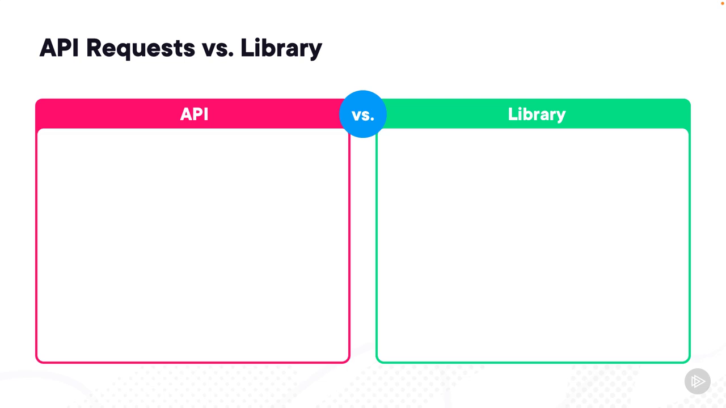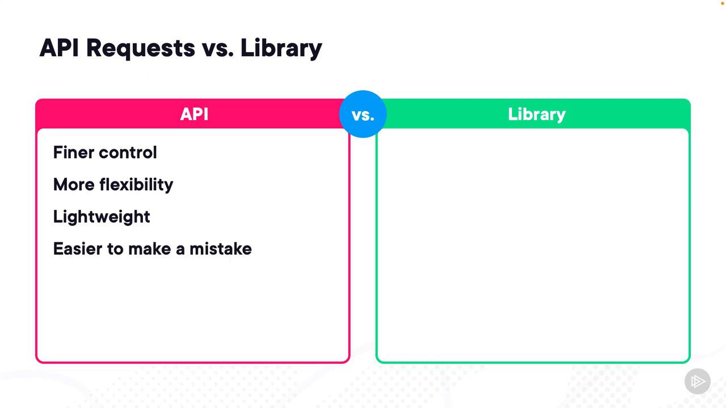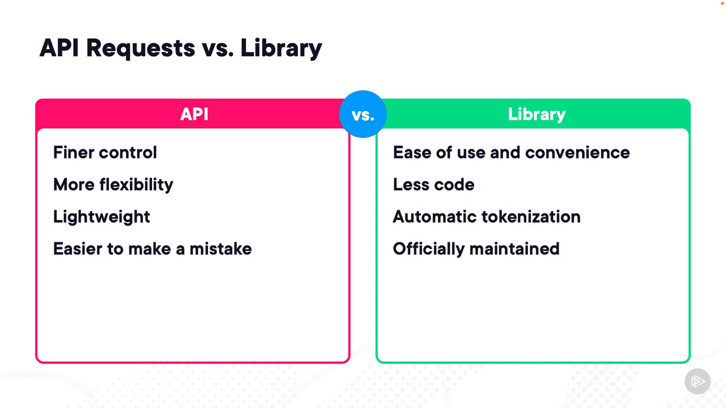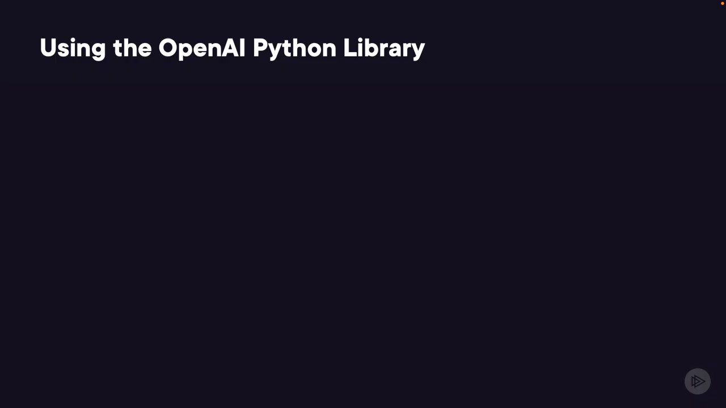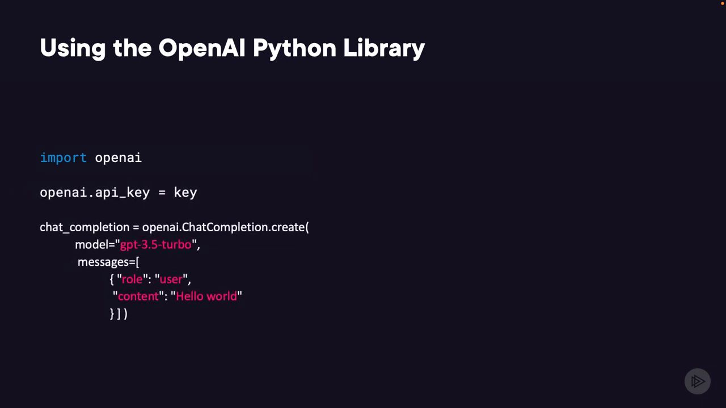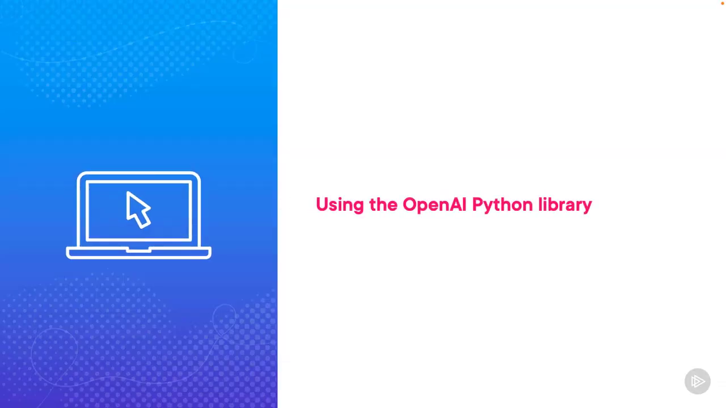Expanding a little bit more on the API versus library conversation, here's what I can say. With the API, you get finer control, more flexibility. It's pretty lightweight as it's just a call to an endpoint, but it's easier to make a mistake. With the library, you get ease of use and convenience with less code, automatic tokenization, and it's officially maintained, which gives us peace of mind. Using the library, it's as easy as this. You import the OpenAI library. After you install it, you get the key, and then you make a call. As easy as that. Let me show you with a demo.